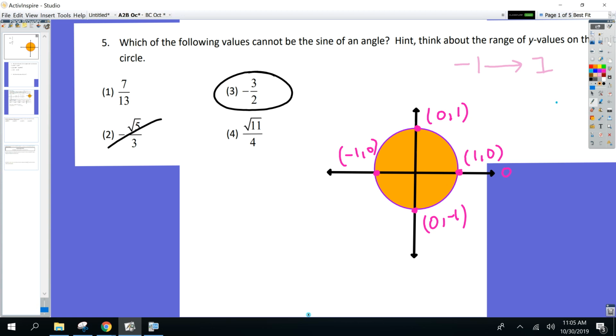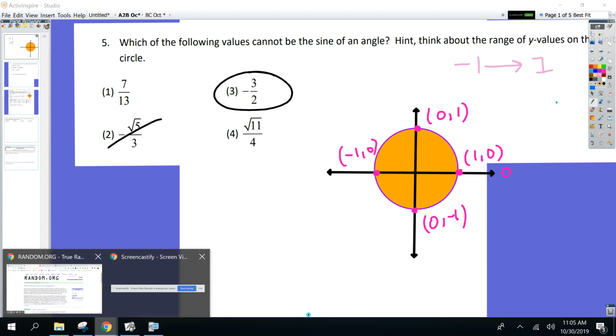Cosine is which coordinate on the unit circle? From yesterday's class, cosine is which coordinate? Cosine, x coordinate. What's the smallest x coordinate I have up here? -1. What's the biggest? 1. So same thing. Cosine can never be bigger than 1 or smaller than -1, and the same can be said for sine. Okay? Everyone good there? Both of them have to always be between -1 and 1.